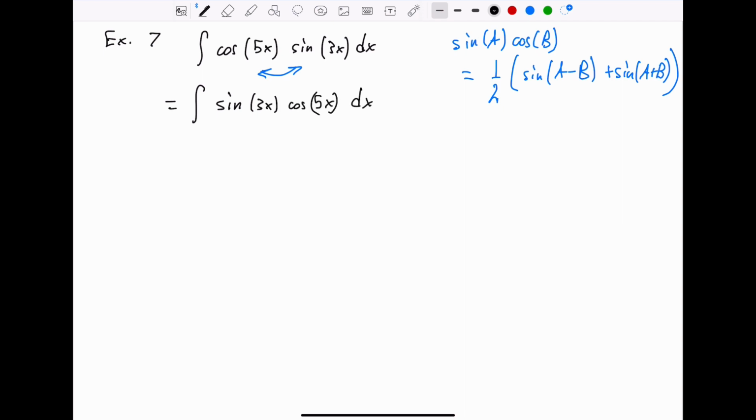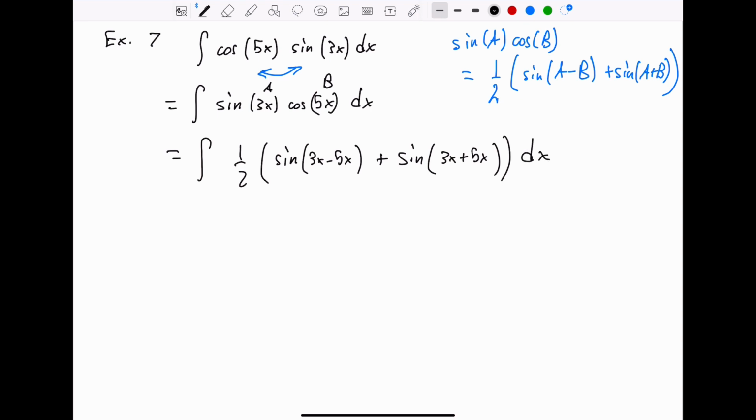And now it's in the form that I can apply the identity. A is this 3x, and b is 5x. So using the identity, I have 1/2 times the quantity sine of a minus b, that's 3x minus 5x, plus the sine of a plus b, 3x plus 5x. There's the product identity applied to the integrand.